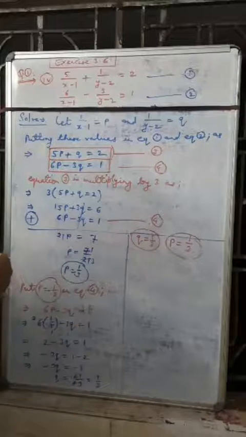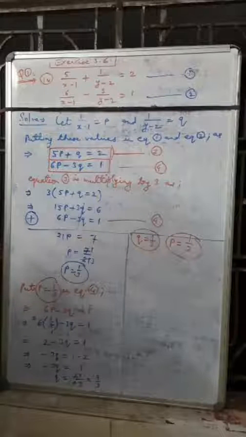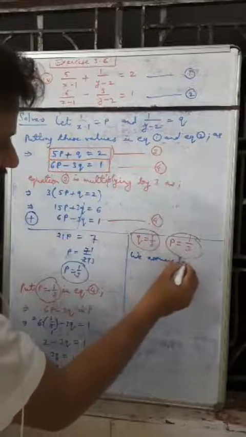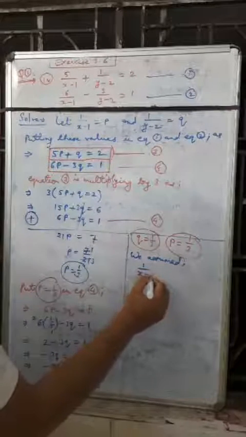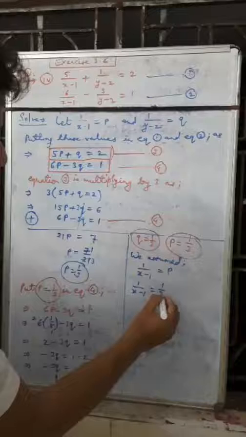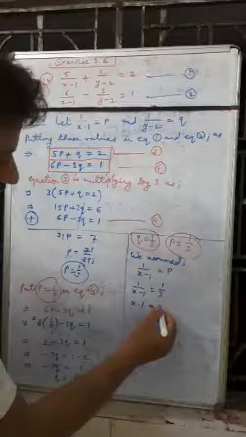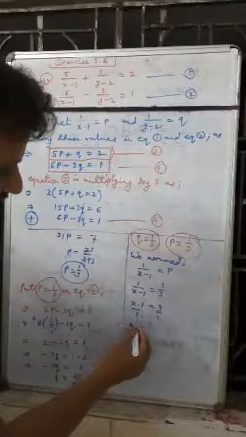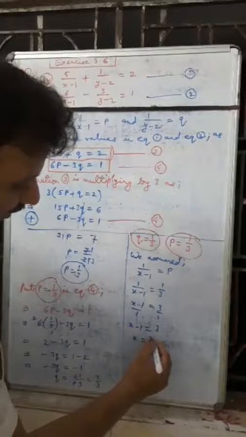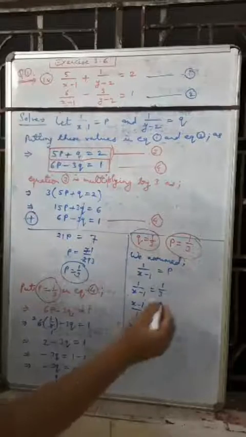Now we assumed at the beginning of the question that 1 upon x minus 1 is equal to p. So in place of p, put the value: 1 upon x minus 1 is equal to 1 upon 3. Take the reciprocal of both sides. So x minus 1 is equal to 3. Transferring minus 1 to the right side, it becomes plus 1. So x is equal to 4. So we got x is equal to 4.